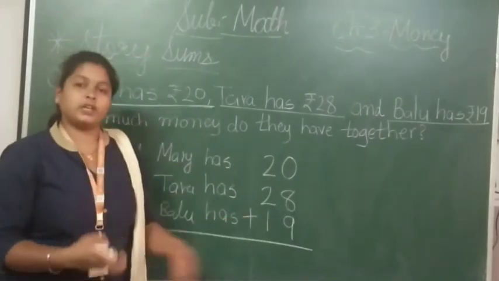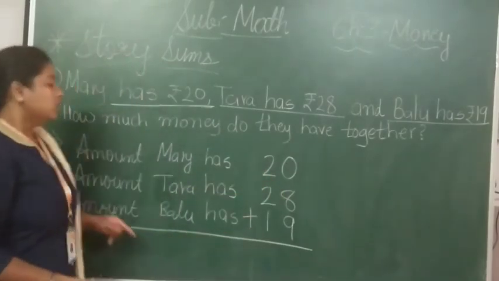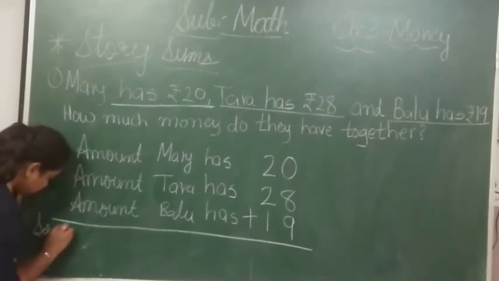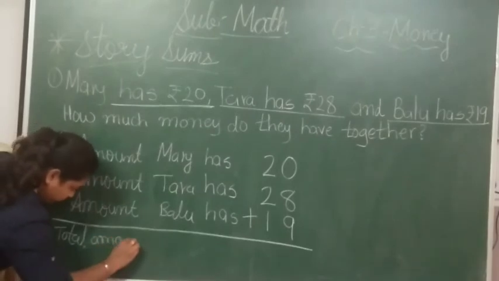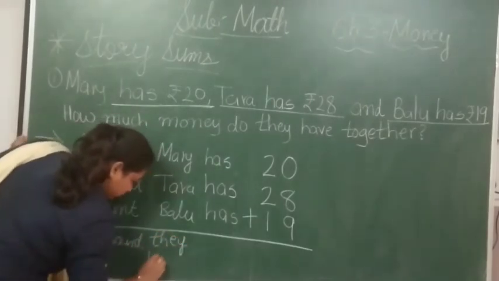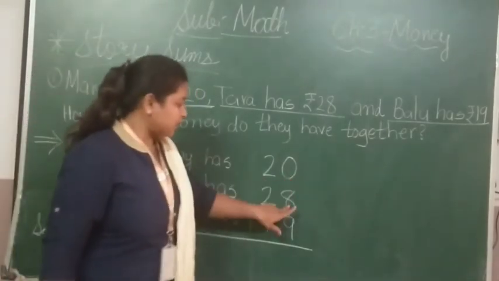So whenever we are asking for the together, that means कि we have to do the addition over here. So what we will write here? So total amount they have. Okay, so for that we have to solve this. So 0 plus 8 plus 9.